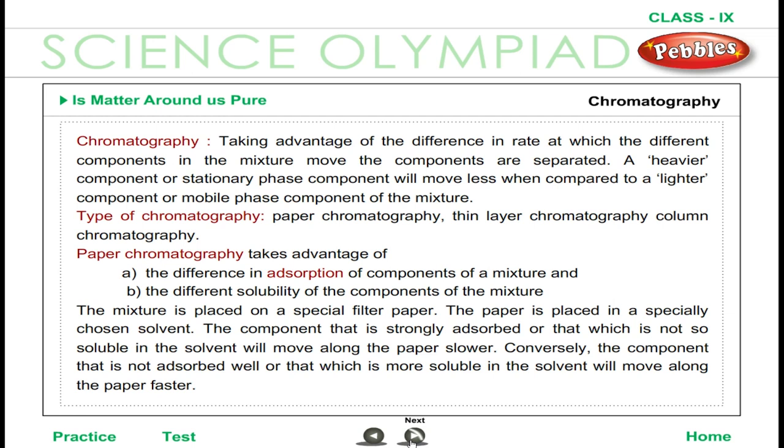Paper chromatography takes advantage of the difference in adsorption of components of a mixture and the different solubility of the components of the mixture. The mixture is placed on a special filter paper. The paper is placed in a specially chosen solvent. The component that is strongly adsorbed or that which is not soluble in the solvent will move along the paper slower. Conversely, the component that is not adsorbed well or that which is more soluble in the solvent will move along the paper faster.